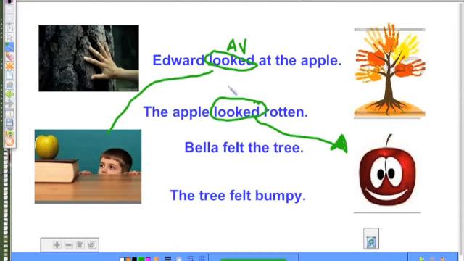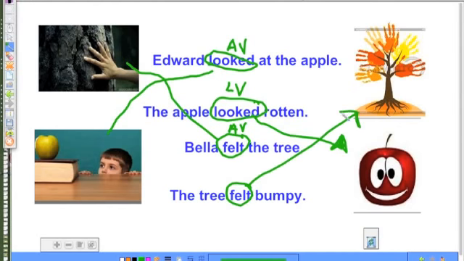Action verb. Linking verb. Bella felt the tree. That's going to this one. Now, she's physically feeling it, isn't she? That makes it an action verb. The tree felt bumpy. Well, guess what? A tree can only feel if it has hands and can physically touch something. The action of feeling, no. That would be a linking verb because a tree can't feel anything. Okay? Unless you're talking about Pocahontas. Well, guys, hope you learned at least the basics of kinds of verbs.